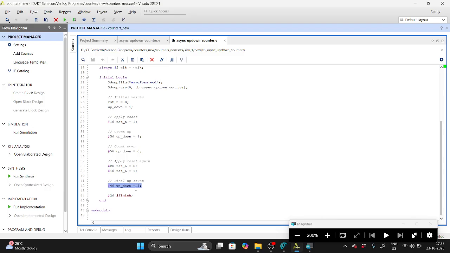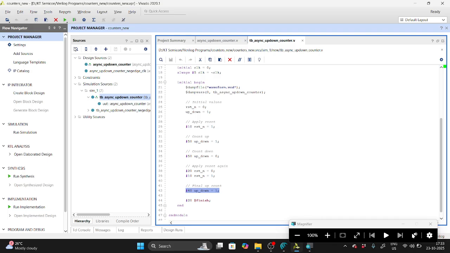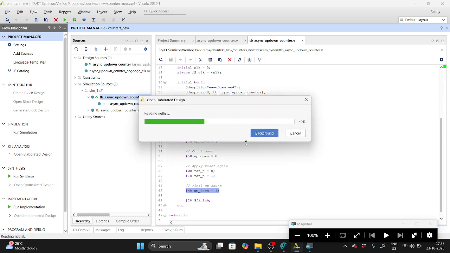Okay, so this is the test bench. Okay, so I want to simulate this. You can elaborate the design also. So for elaborating the design, this should be top module, and you can see how the compiler is making this netlist. We can see it in the elaborated design.